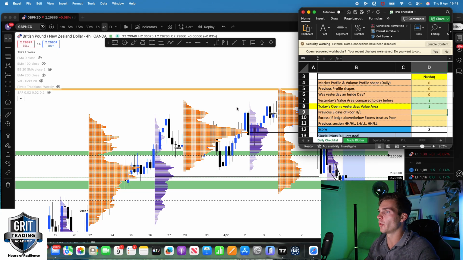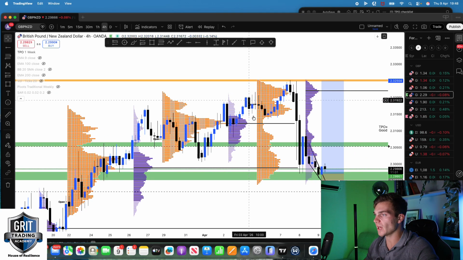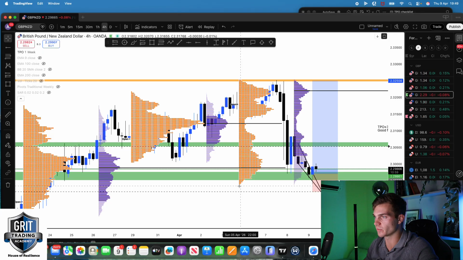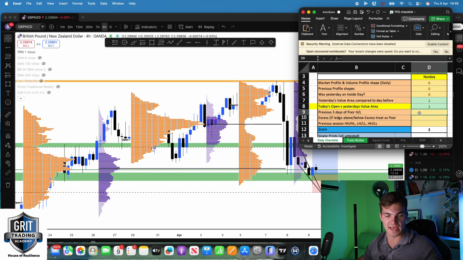Then have we got poor highs and poor lows? We've got poor highs up here. Have we got poor lows? No, because it goes 1, 2, 3 and gradually gets bigger. If we had a big step here, if we had 1 and then 3, then I would look to take that as a poor low. And if we had poor highs and poor lows, it would go down as 0. But because we've only got poor highs, it goes as a +1.